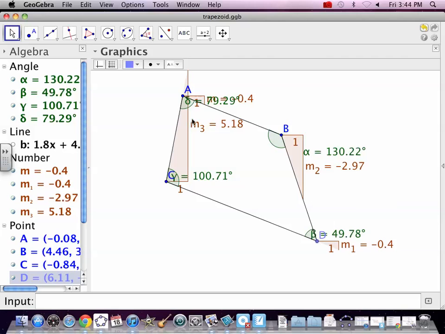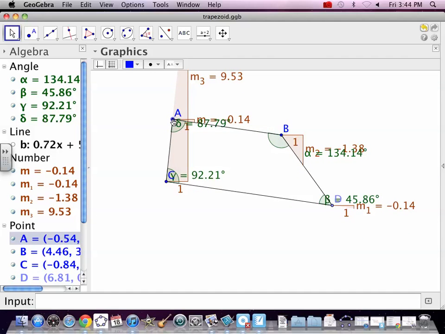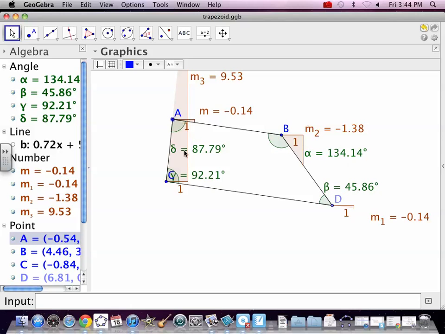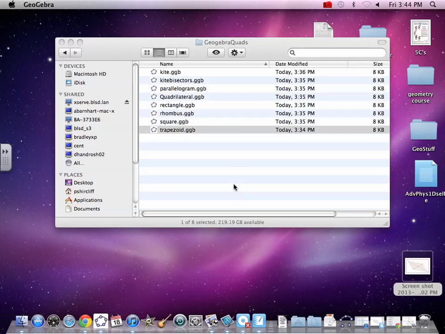Numbers don't like being moved around too much. There we go. Again, 0.14 and 0.14. So one set of parallel sides, that's it. Angles can have all kinds of measurements, but something does happen with these angles. If you look at those two and add them together, and then look at these two angles and add them together, what are you getting? I'm thinking I'm getting 180. So the top and the bottom angles on each side are supplementary. So that's the trapezoid.